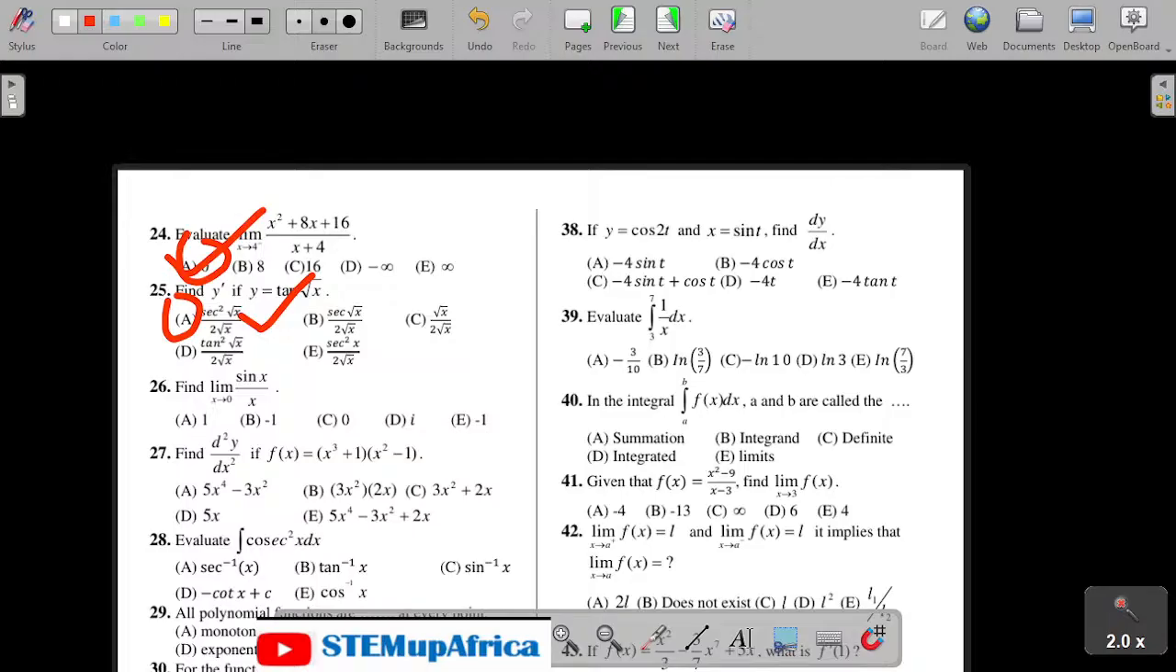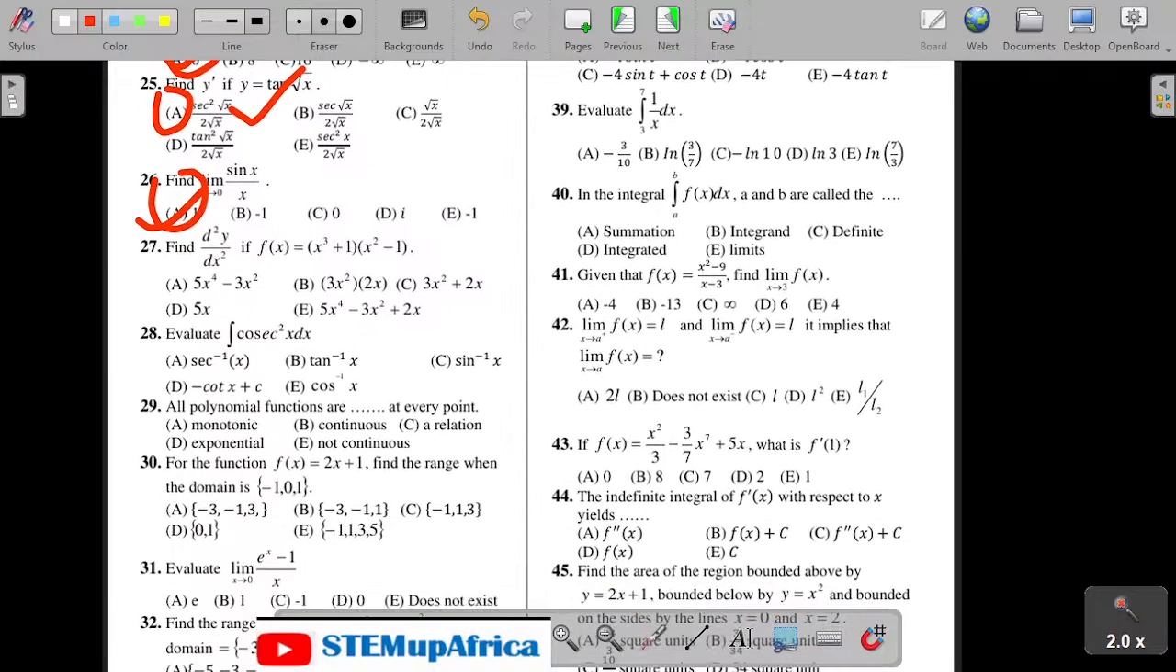So you find the limit as x tends to 0 of sine x over x. This is a special limit. If you have it, the result is always 1. It's gotten using Maclaurin series or Taylor series. So the result will give you 1. It falls under special limits.